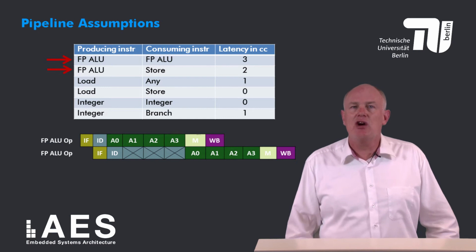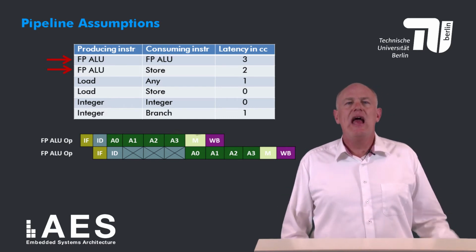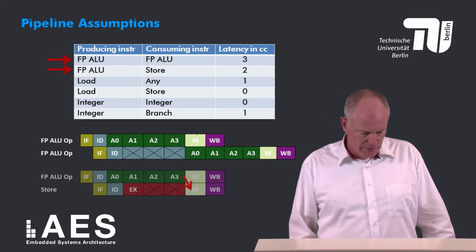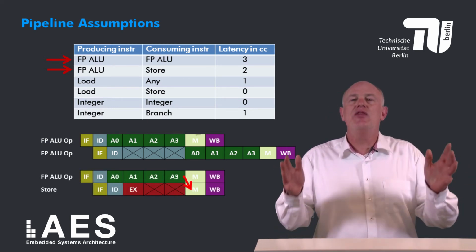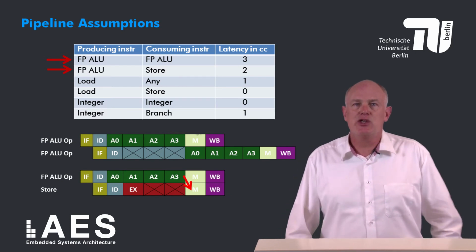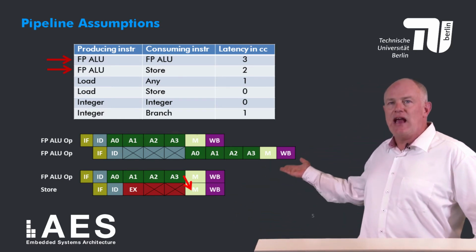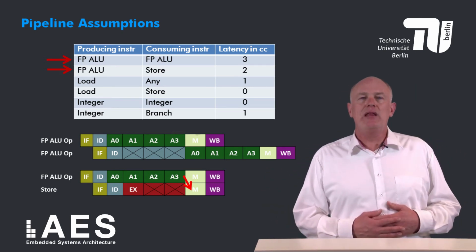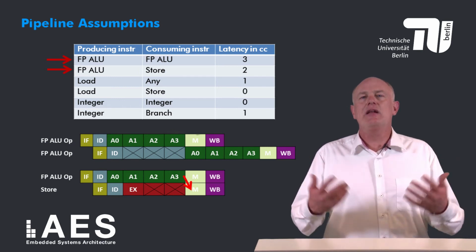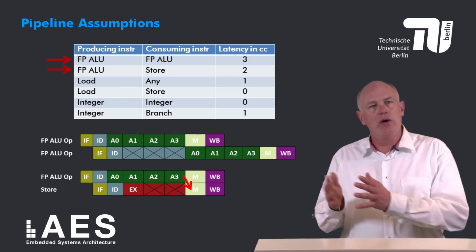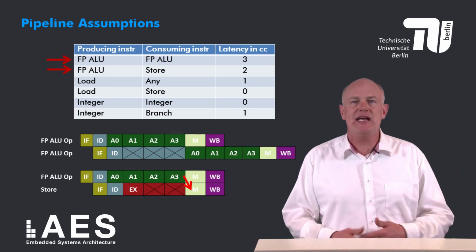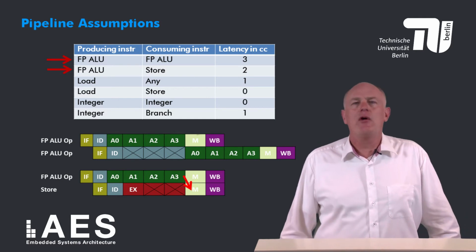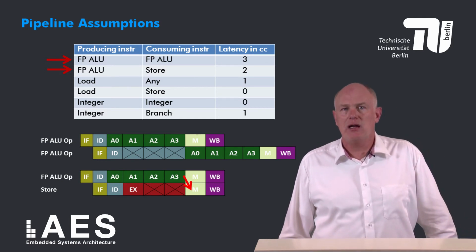If the producing instruction is a floating point ALU instruction and the consuming instruction is a store, then the latency will be 2 clock cycles. This is illustrated in this pipeline execution diagram. The store computes the effective address in its execute stage, and the value to be stored, which is the value being computed by the floating point instruction, is not needed until the mem stage and can be forwarded from the A4 stage to the mem stage of the store, as indicated by the red arrow. The store therefore only incurs 2 stall cycles.